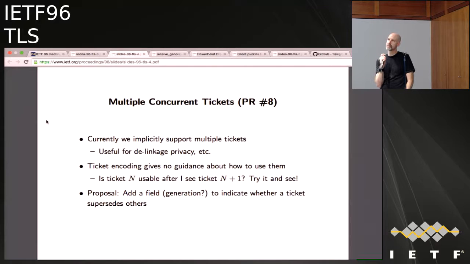Please. That makes sense. Andrei Popov of Microsoft. So if we want to have both the unlinkability and the ability to supersede old tickets with new ones, then it seems that the simplest solution would be to send multiple tickets and to say that this bunch of tickets replaces everything you got before. Yep, I'd be fine with that.